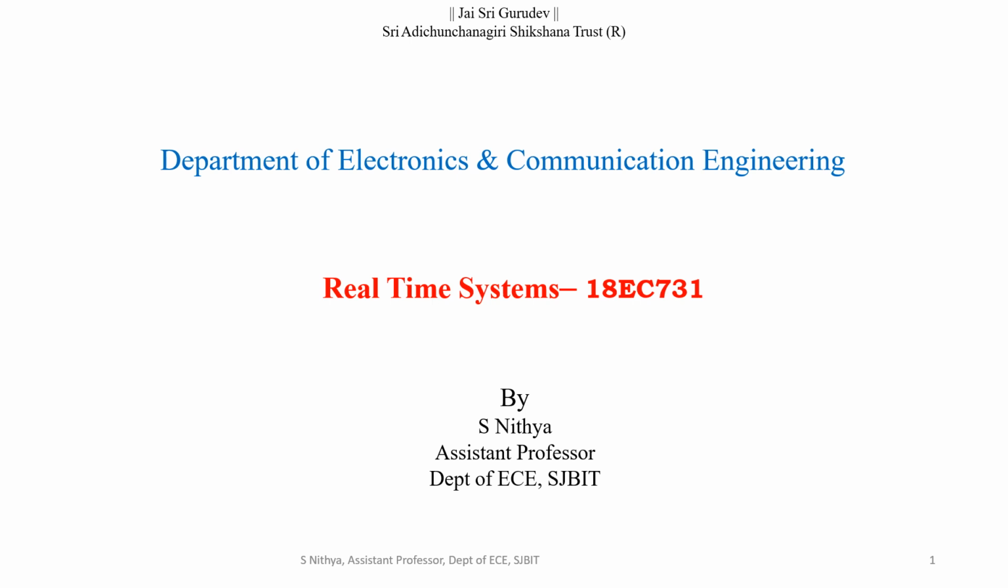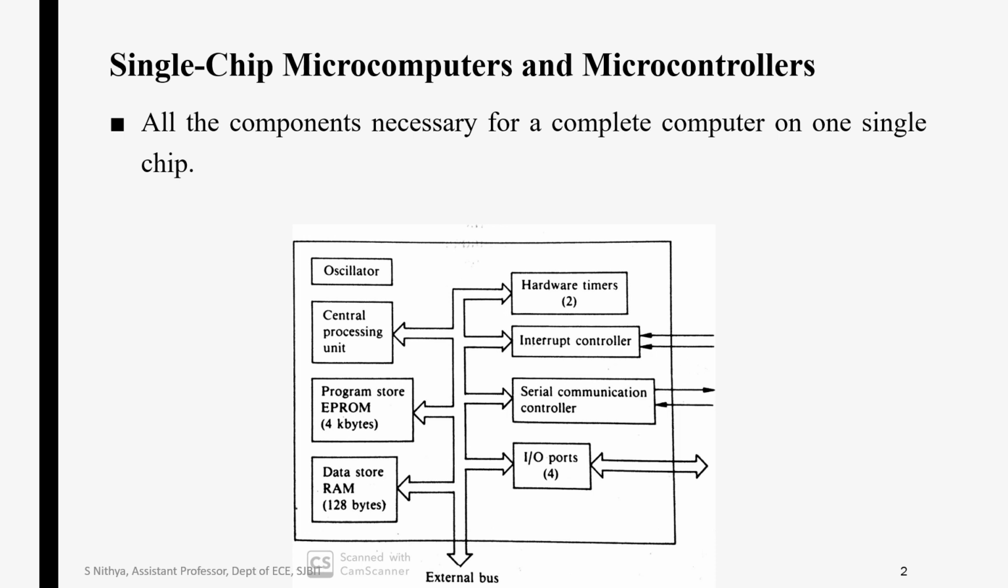So now in this topic we are going to discuss the single chip microcontroller and the microprocessor. So what is a single chip? In that single chip there is a microcontroller and also the microcomputer. All the components necessary for a complete computer are on one single chip. There are many parts in this.